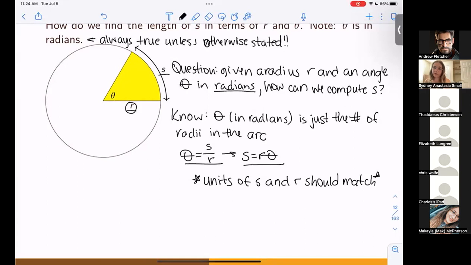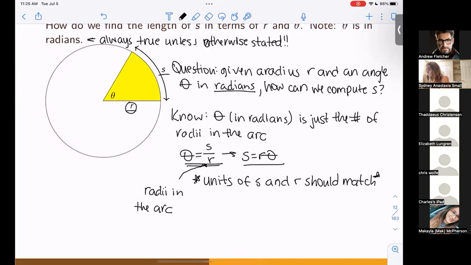You also need to check that theta is in radians. Trying to do this with theta in degrees will not work because what's so special about theta is that it gives us the ratio that theta is just the number of radii in the arc. That is why we need radians for this, because degrees doesn't tell us anything about this radius or the size of the radius or how many radii there are. So we will always need that angle measure in radians. Any questions?